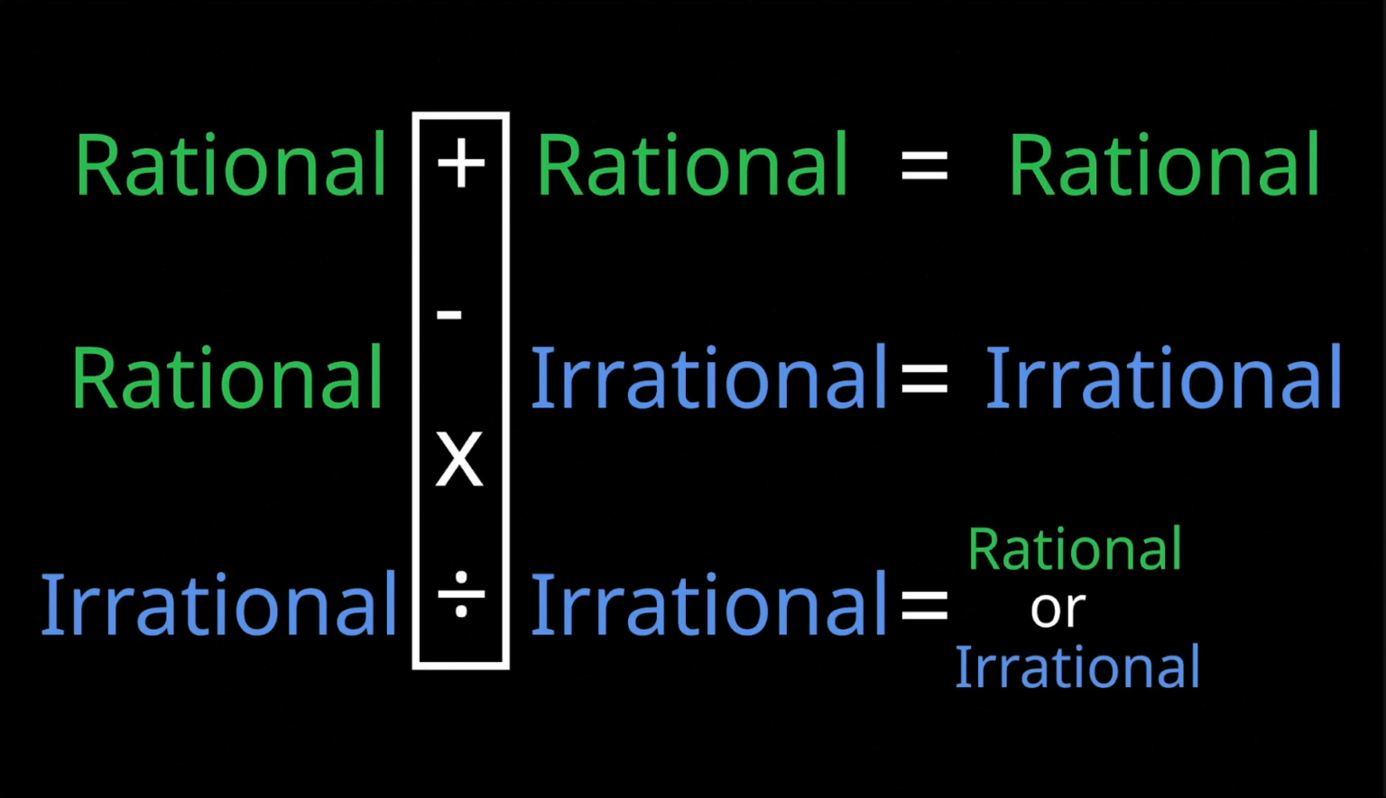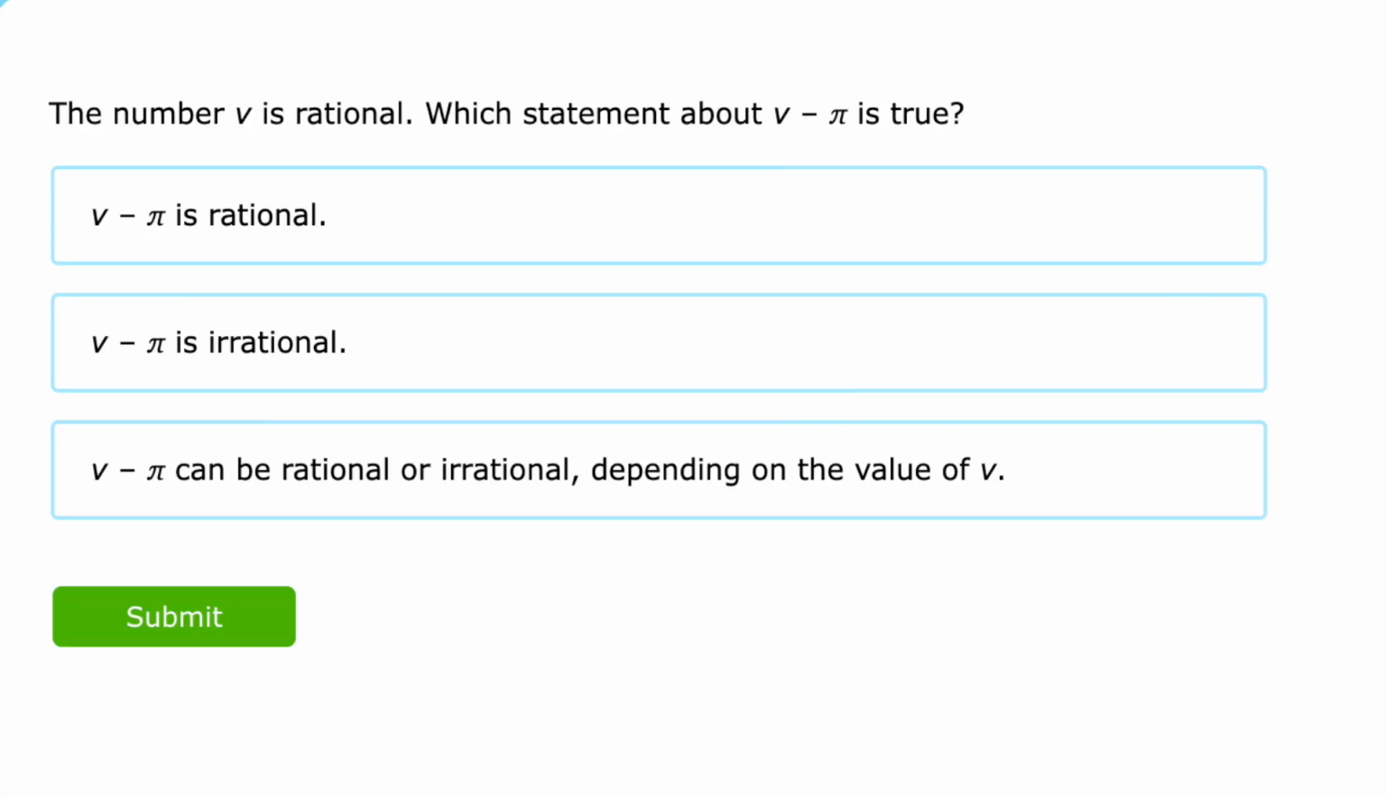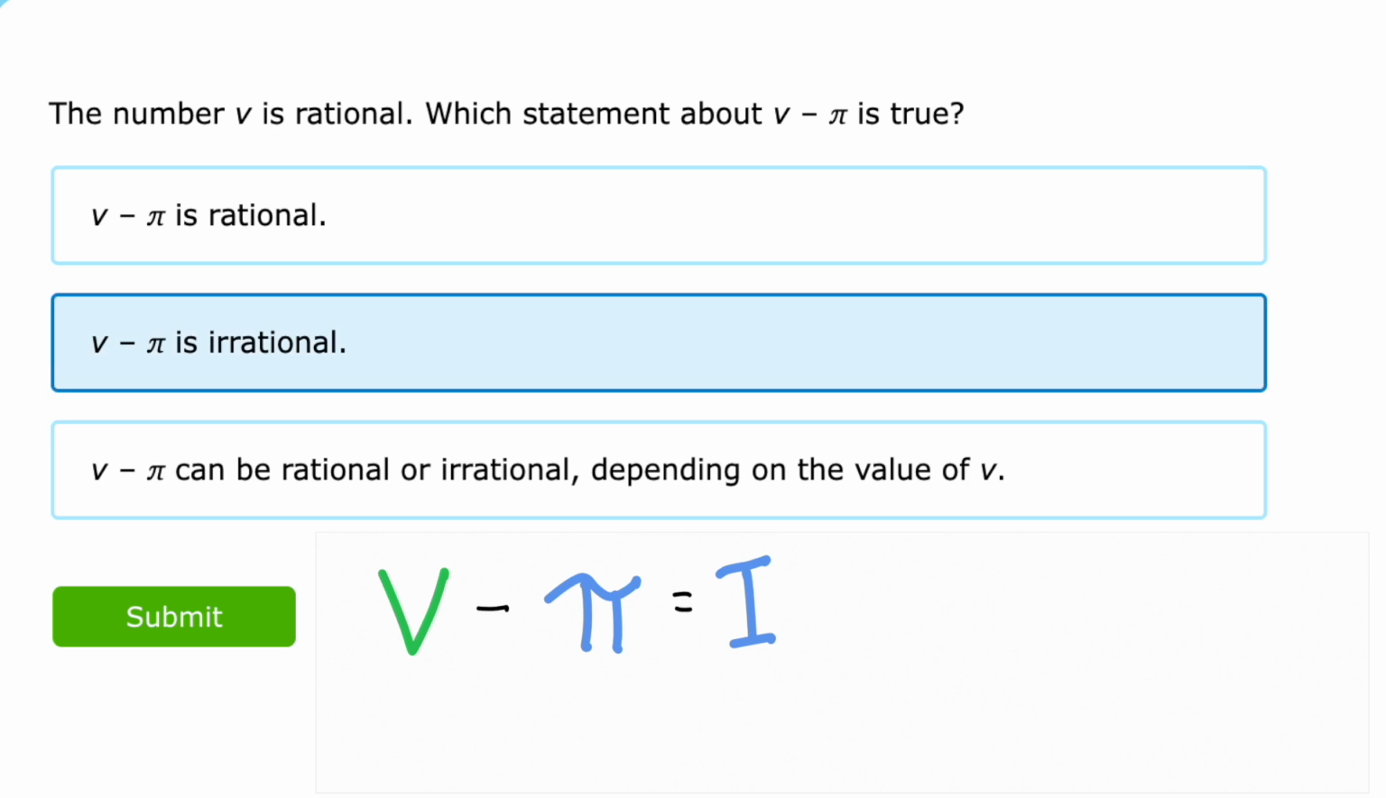Let's look at some examples. The number v is rational. Which statement about v minus pi is true? Well, since v is rational and pi is irrational, our answer must be irrational.